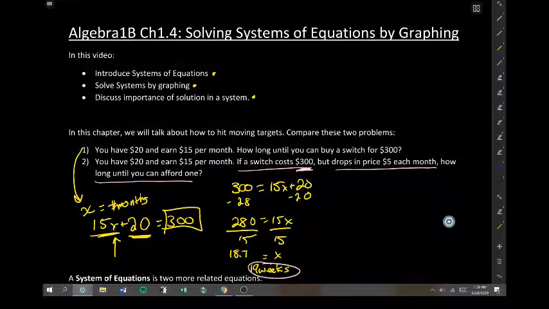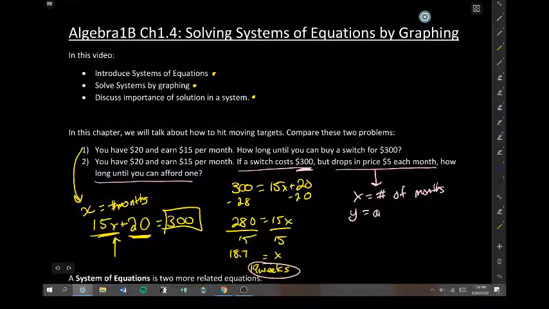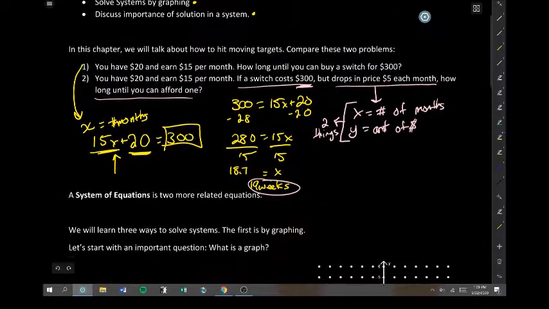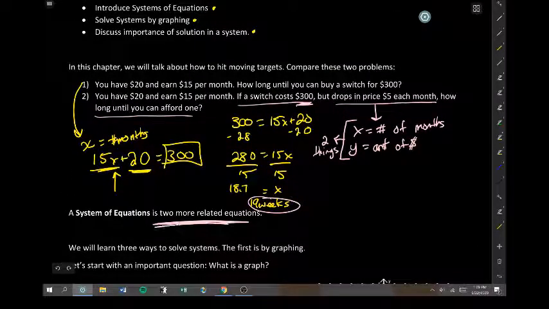This is the moving target. The price of the Switch is moving, but our total money we have is also moving. One's increasing while one is decreasing. In this problem, there are two things we don't know. We don't know the number of months that we'll need, but we also don't know the amount of money we'll need. We know it's going to be less than 300, but we don't know how much. Since there are two things we don't know, we have to have two equations. That's what a system of equations is. A system of equations is two or more related equations.